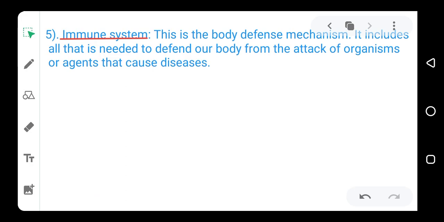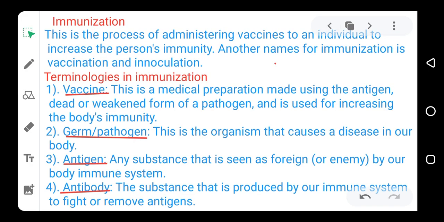It includes all that is needed to defend our body from the attack of organisms or agents that cause diseases. So this is what we call immune system, and these terms are the terms we commonly see or use when we are referring to immunization. So this is it about immunity. We've talked about the meaning of immunity, the types of immunity, and immunization terms commonly used when we are talking about immunization.